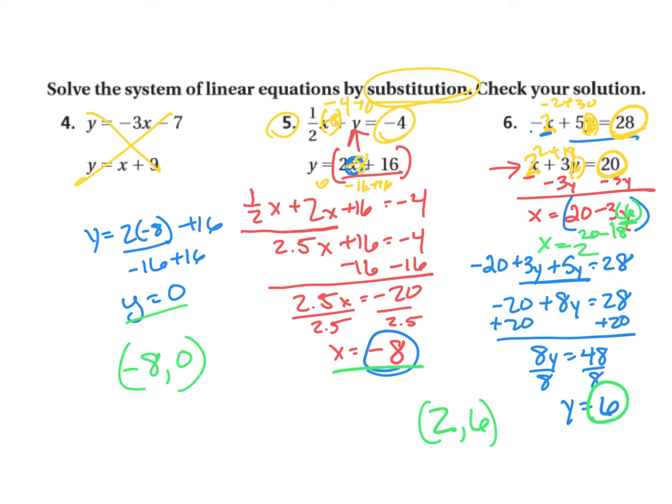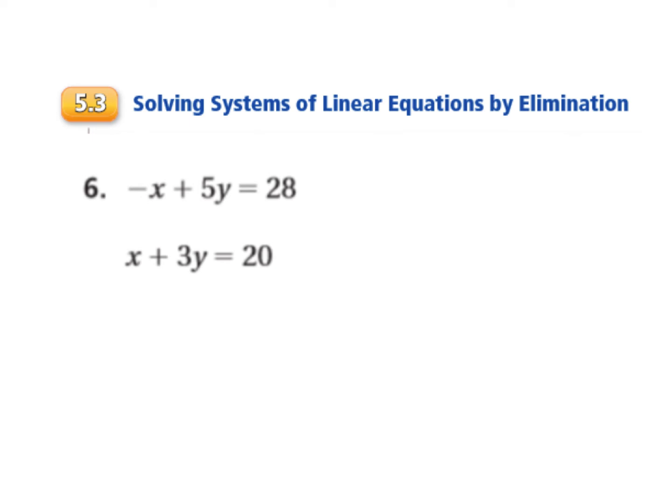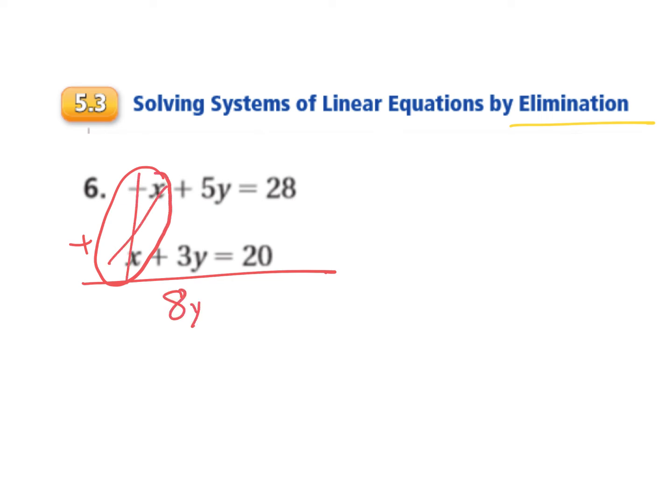Let's go through the last way we solved systems of equations. This one is by elimination. This is when we cancel out one variable. We're going to add our two equations together. We can do that on this one right away. A negative x plus an x cancels out. That leaves us with 8y equals 48.